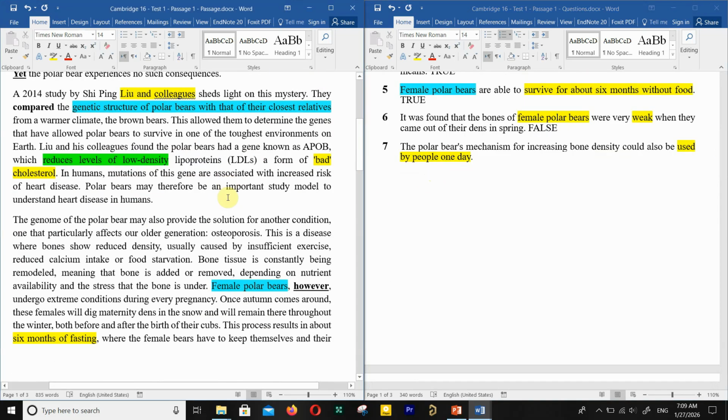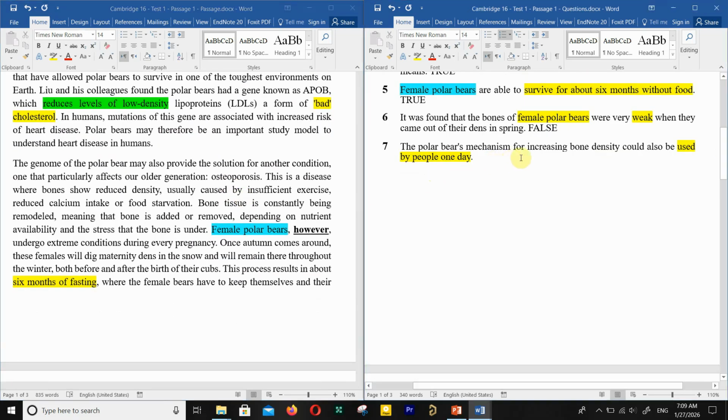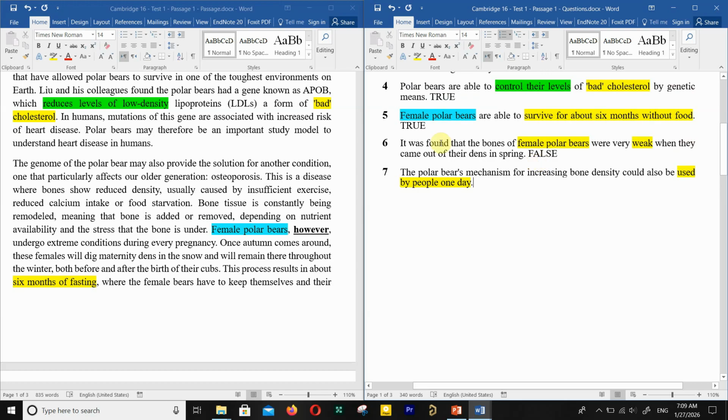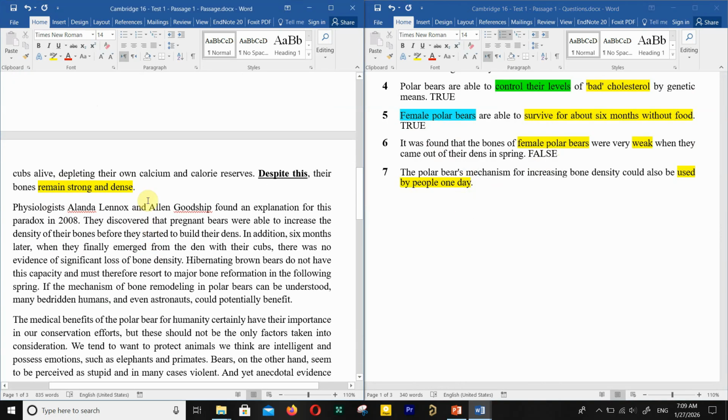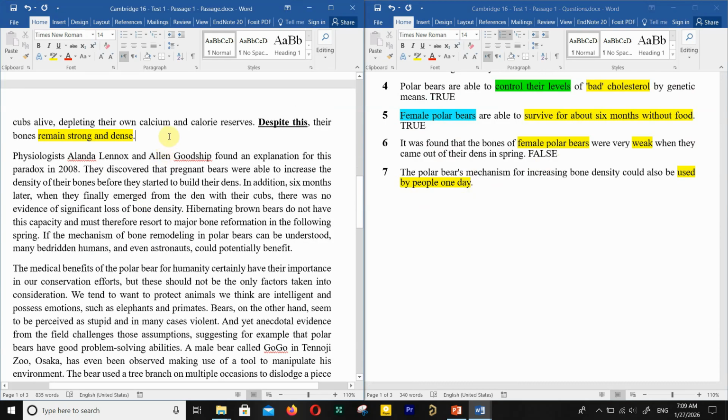And question number 7: the polar bear's mechanism for increasing bone density could also be used by people one day. So it's completely obvious. In this paragraph, we talk about female polar bears. Probably the answer for this question is about people, so it's going to be in the next paragraph. And of course, the paragraph is finished. Now about people. People, or maybe they use paraphrasing for people, human beings. Okay.